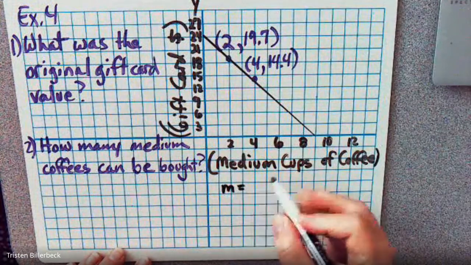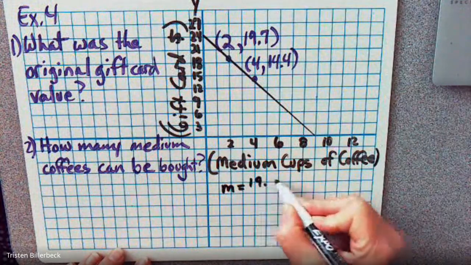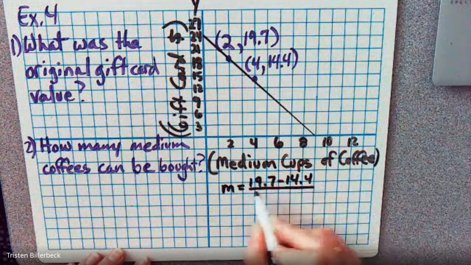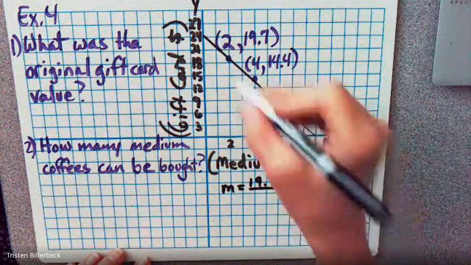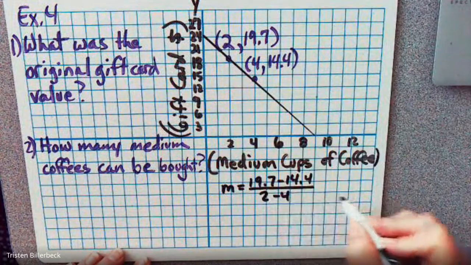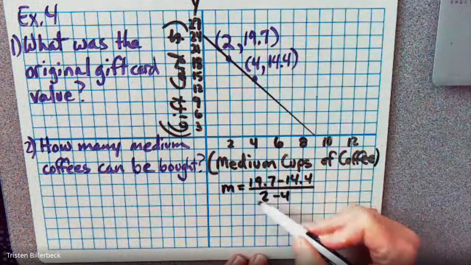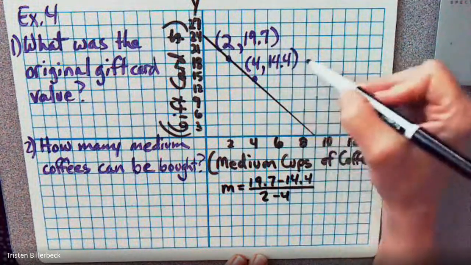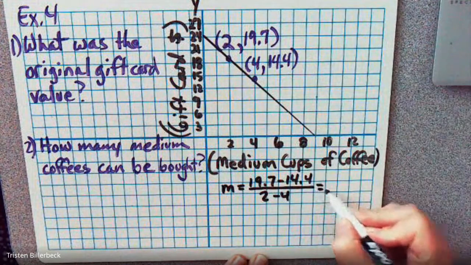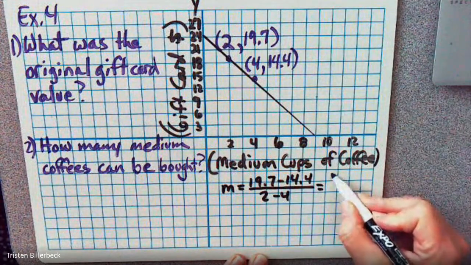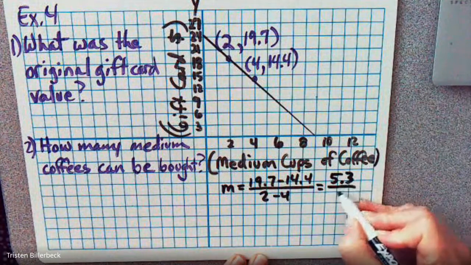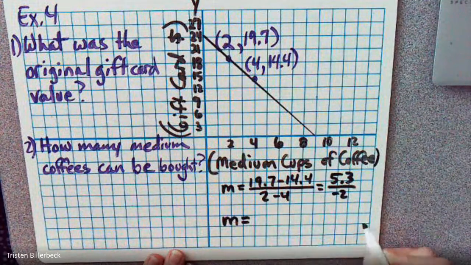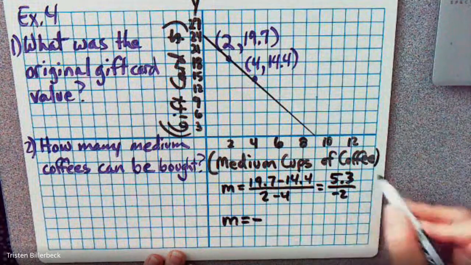So m equals, and again, it doesn't matter which one you start with. I think decimals are a little easier to do with a higher one first when you're subtracting, and then 2 minus 4 on the bottom. So remember, you have to keep the point together. So this is 19.7, and 4 goes with the 14.4. So this gives us 5.3 over -2. Okay, so our slope then, if we divide that by 2, it's going to be a negative slope.